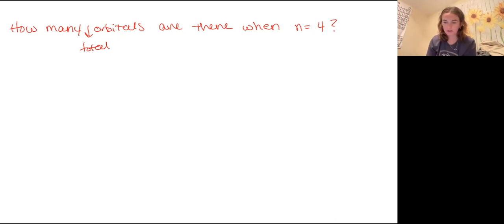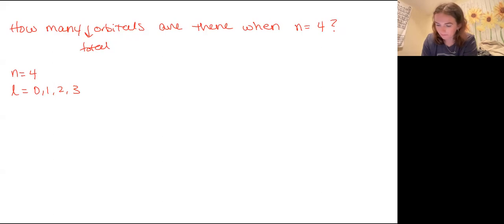Alrighty, let's talk about this one. I'm looking for how many total orbitals there are when n is equal to 4. In order to get to orbitals, we need to get to m sub l, right? So if n is equal to 4, what does that mean l is equal to? What are the possible numbers for l in this case? Good, so we can have 0, 1, 2, or 3. If l is equal to 0, 1, 2, or 3, what possible options do we have for m sub l?